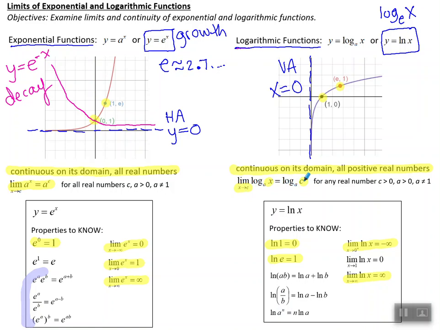Now, take a look how these 2 points, (0, 1) and then (1, 0), they are switched. And (1, e) and (e, 1), they are switched. It's because exponential and logarithmic functions are inverses of each other. Now, before I go away from this page, notice that these properties are also important to know for the log properties.